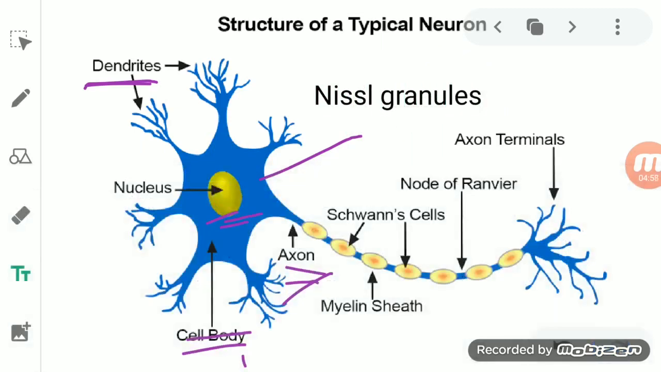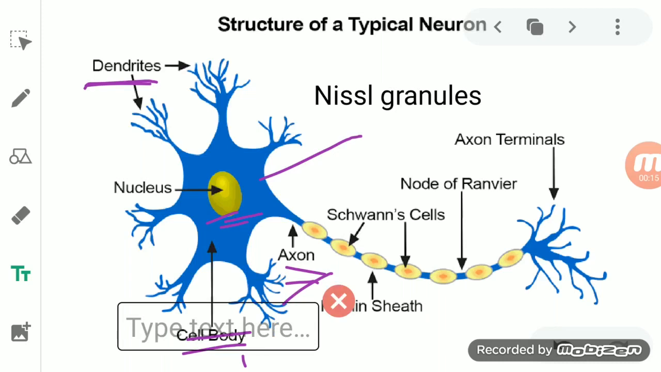So these are known as Nissl's granules, and these stained particles present in the cytoplasm are basically clumps of ribosomes present in the cell body. So the first part is the cyton, which consists of a nucleus as well as Nissl's granules in the cytoplasm.